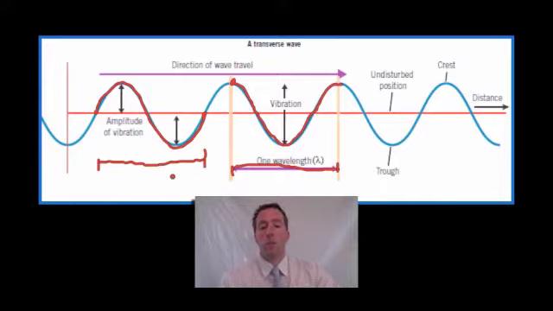So this is a transverse wave. The particles vibrate up and down, and the direction of the wave travel is in fact perpendicular to that.